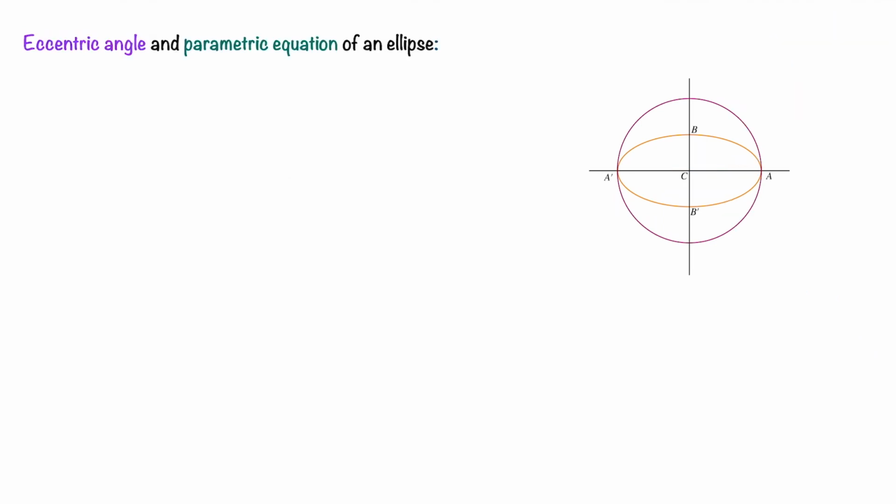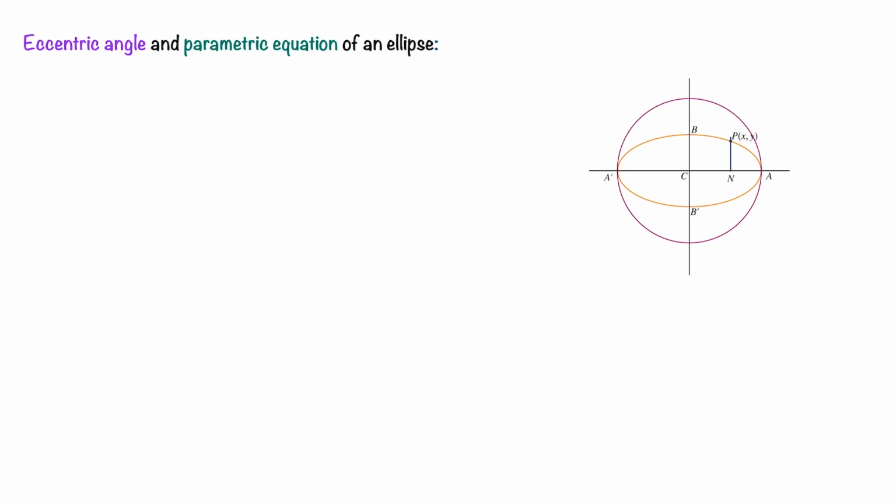Okay, now we are going to see the eccentric angle of a point on an ellipse. Then we look at the parametric equation for the standard ellipse. Okay, fine. This is a standard ellipse. This one is its auxiliary circle. Okay, if you take any point on this ellipse, P(x, y) is a point on the ellipse. If I draw a perpendicular onto its axis, it meets at N, PN.